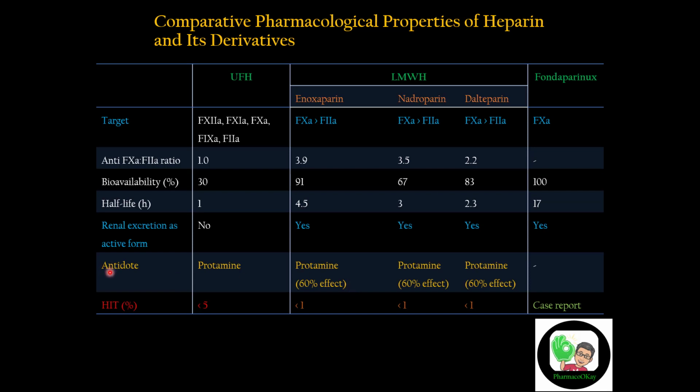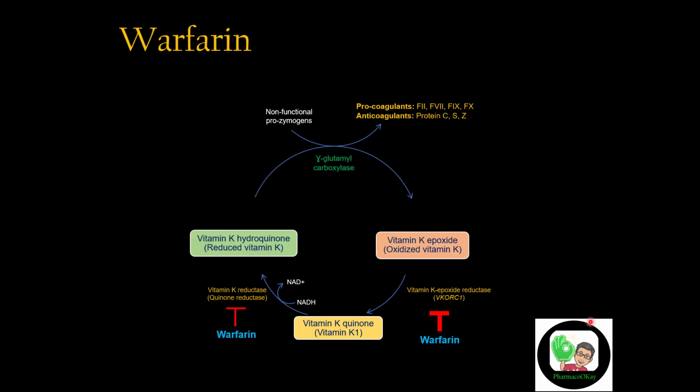In terms of HIT incidence, as I mentioned, if patients got HIT from unfractionated heparin, they could not use low molecular weight heparin since it can cross-react. The drug of choice might be fondaparinux if you have no other better choice, since the incidence of HIT is very rare. The last one for indirect anticoagulant is warfarin.